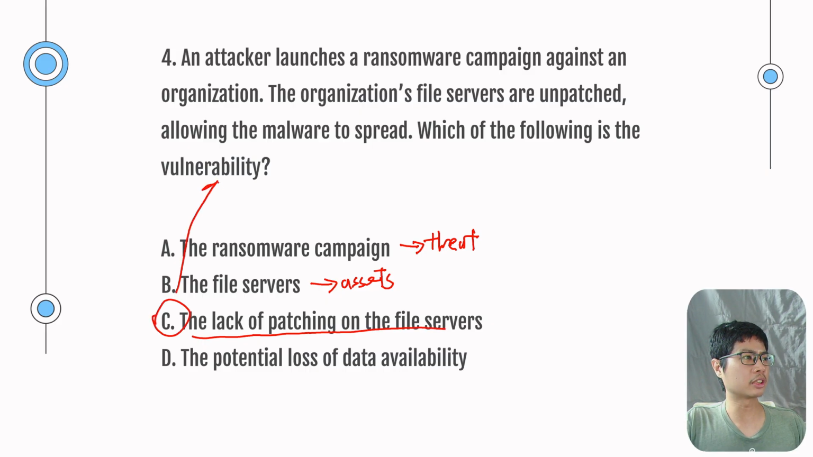This allows the attacker to actually get in. And if the file servers were patched, the ransomware campaign wouldn't be successful. And the potential loss of data availability is the risk that we are looking at. Yeah. So for this question, the answer should be C.